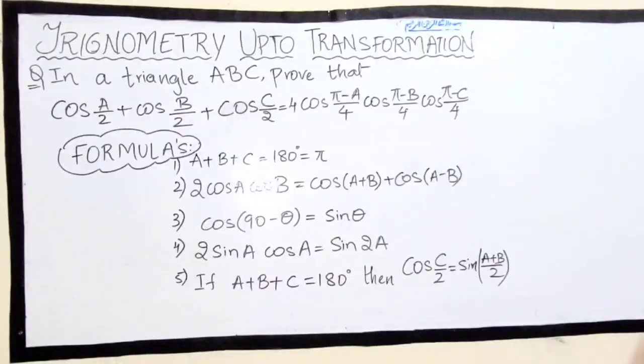There are only 5 formulas which are used in this problem. One is A plus B plus C is equal to 180 degrees, which is pi, and 2 cos A cos B is equal to cos of (A plus B) plus cos of (A minus B). The third is cos of (90 minus theta) is equal to sin theta. The fourth is 2 sin A cos A is equal to sin 2A. And the last one is, if A plus B plus C is equal to 180 degrees, then cos C by 2 is equal to sin of (A plus B) by 2. With these 5 formulas, you can solve a complete LAQ of 7 marks.